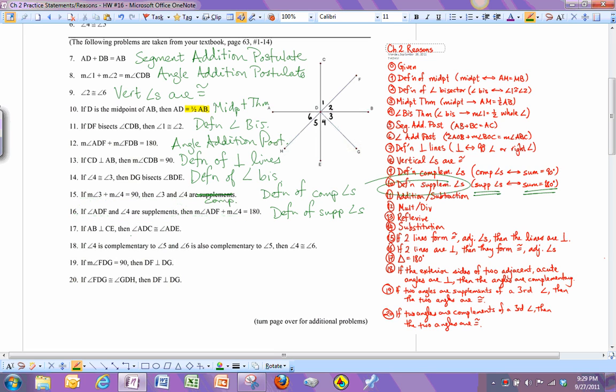Alright. Next one says if AB is perpendicular to CE. So let's find AB. Here's AB. And if that's perpendicular to CE, then ADC, oh, doesn't say right angle, it just says ADC is congruent to ADE, which is this one. Notice they're next to each other, these two angles. Okay, so if perpendicular, then I get congruent angles that are next to each other.